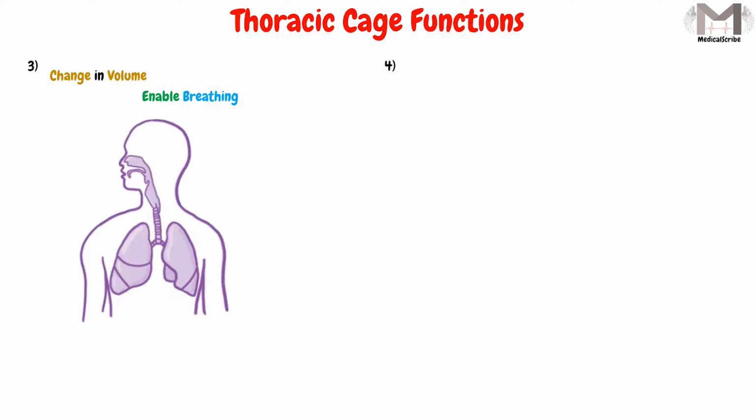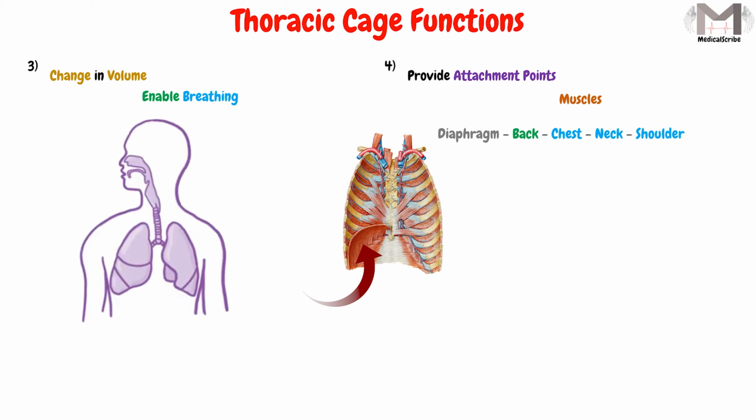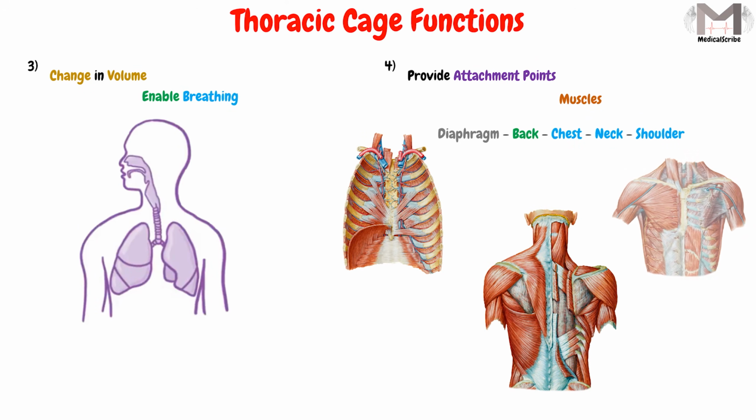And finally, it provides attachment points for many muscles. For example, the muscles involved in respiration, such as the diaphragm muscles. And also, it provides attachment points for the back, the chest, the neck, and the shoulder muscles.